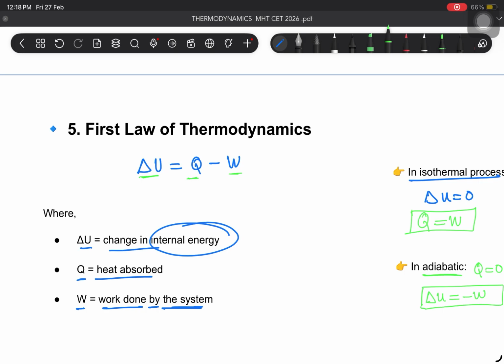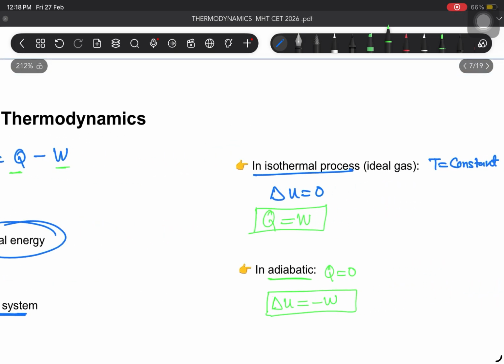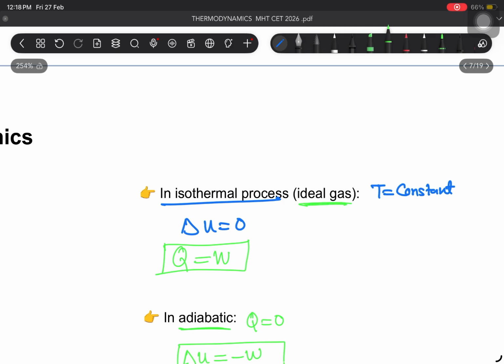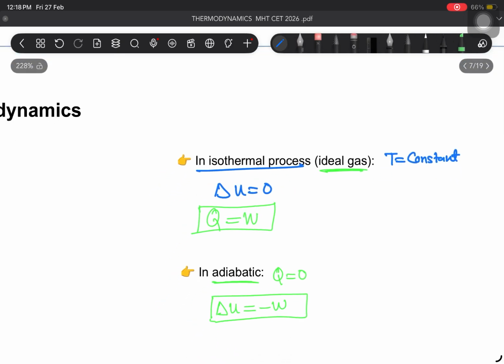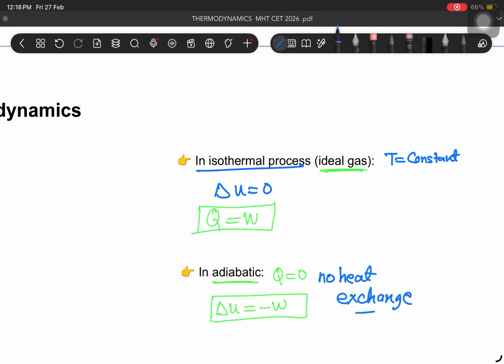In an isothermal process for ideal gases, temperature is constant, so delta U equals 0. Therefore, Q is equal to W. In an adiabatic process, there is no heat exchange. Q is equal to 0 and delta U equals minus W.